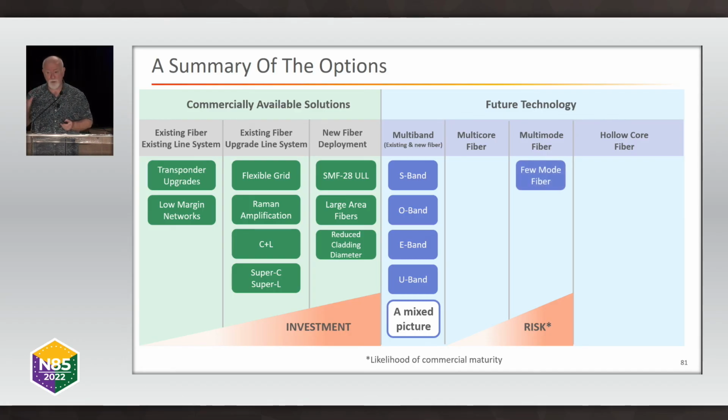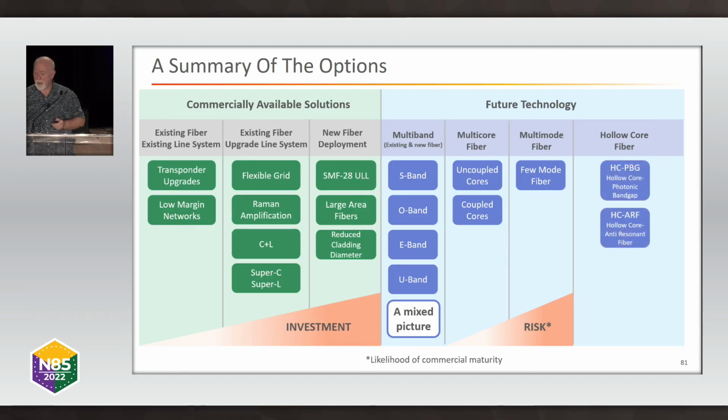Multi-mode fiber, I covered it very briefly, the few mode fiber experiments. That does mean you have to develop new transponder technology. Multi-core fiber, we have the uncoupled and coupled core. I think uncoupled definitely has a future because, again, you don't need to develop new transponder technology. And then hollow core fiber, we have these two different approaches of photonic bandgap and anti-resonant.